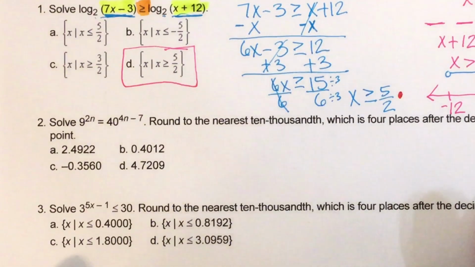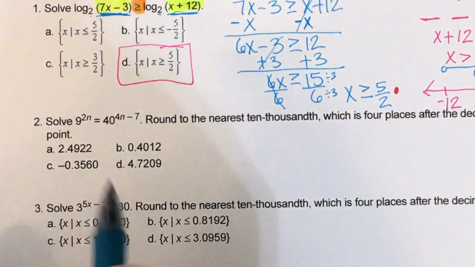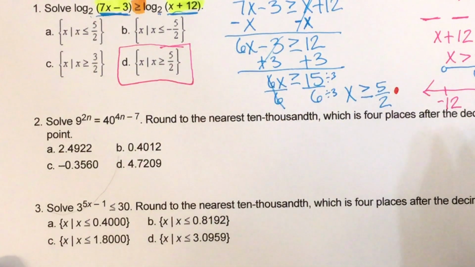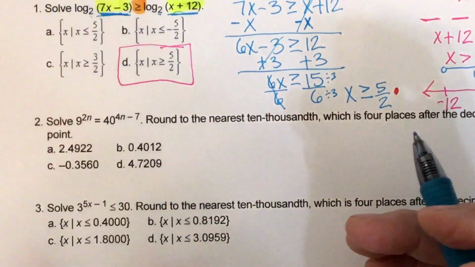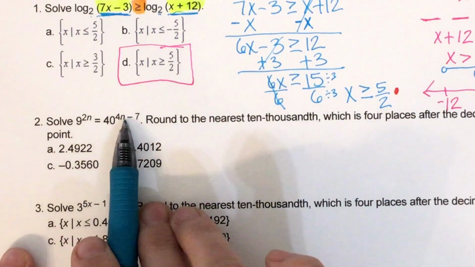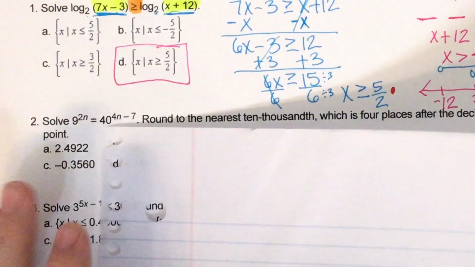All right, next one. This tells us to solve. All right, so whenever you see the variable as an exponent, we have to take the log of both sides to get that exponent down. Okay, so whenever the variable is an exponent, we have to log both sides to get it to drop down. Okay, I'm going to do this on a separate piece of paper because this problem takes a little bit.